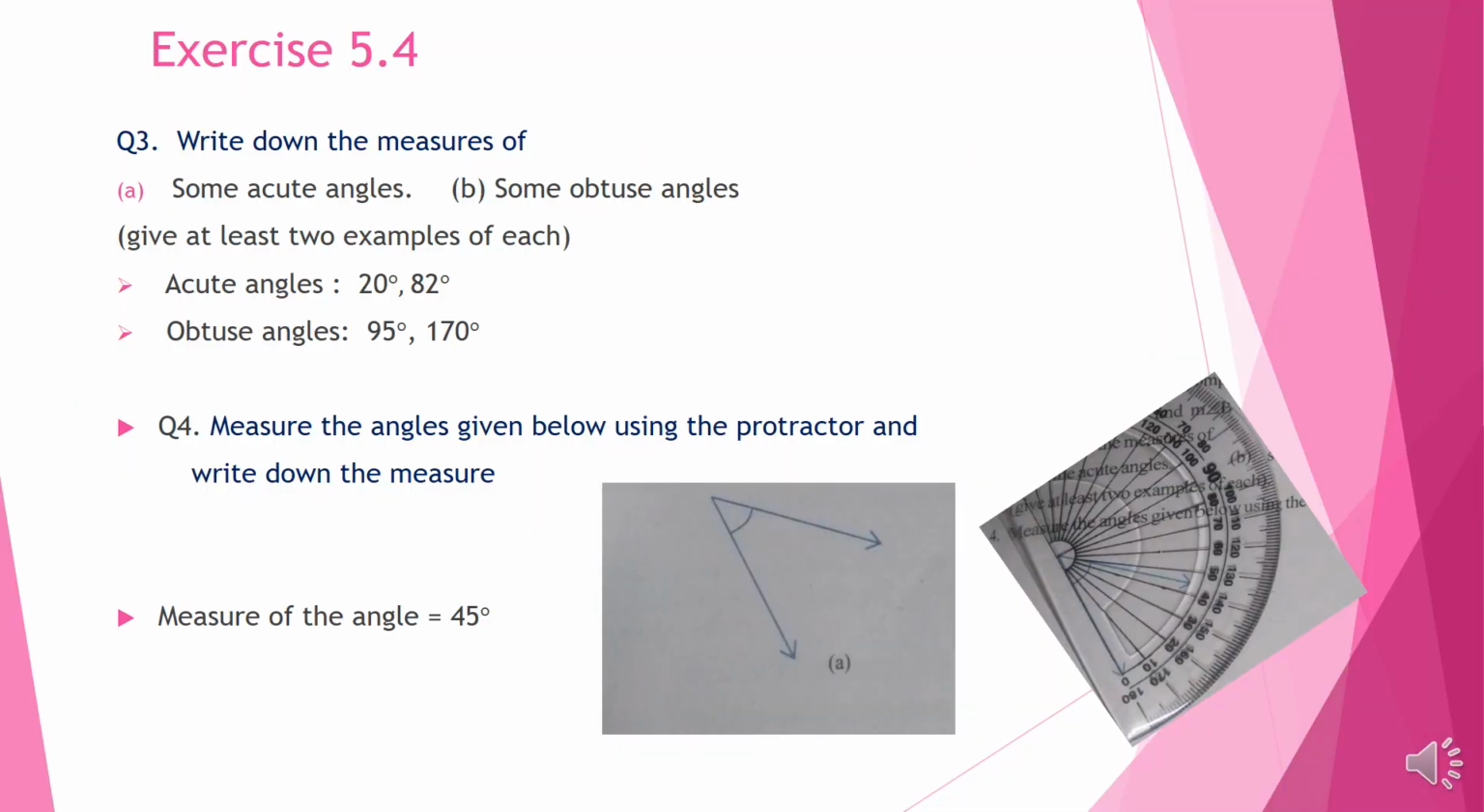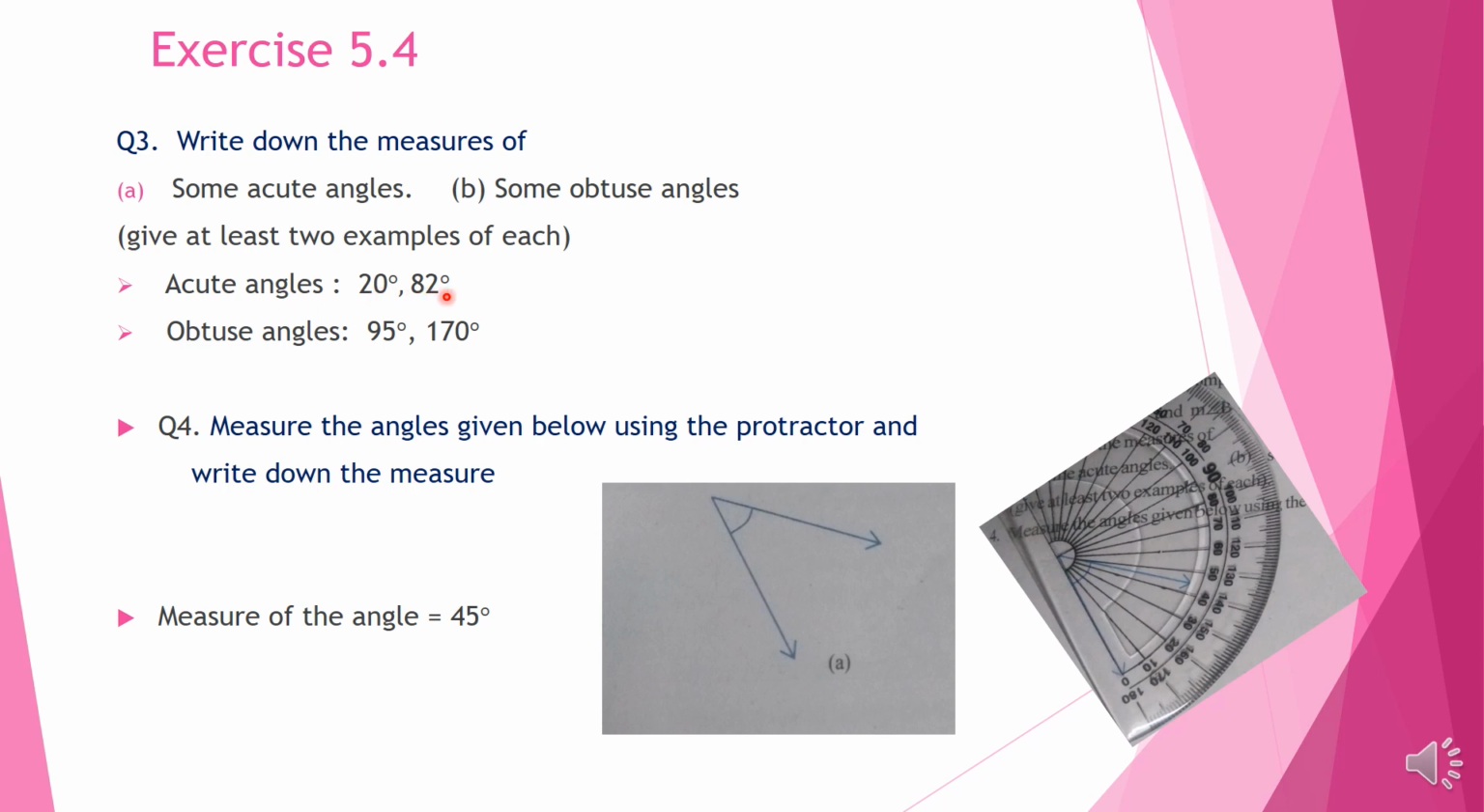Question number 3, write down the measures of some acute angles, some obtuse angles. Give at least 2 examples of each. Children, here we have to give 2 examples of acute angles minimum and 2 obtuse angles. So, I give the answer acute angles 20 degree, 82 degree. Children, you can write any number.